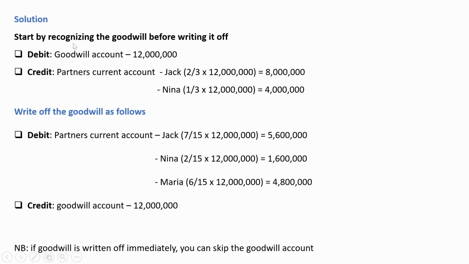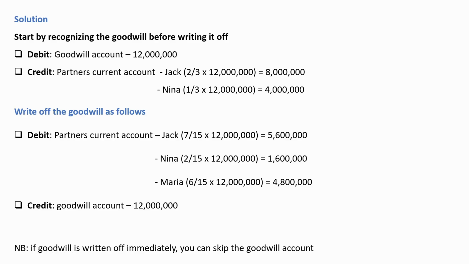So the first step, we are supposed to start by recognizing the goodwill before writing it off. First, we recognize the goodwill. So remember what we said: if the goodwill is not paid in cash, we are supposed to debit the goodwill account. We credit the partners' current or capital account. In this case, it is going to be the current account.